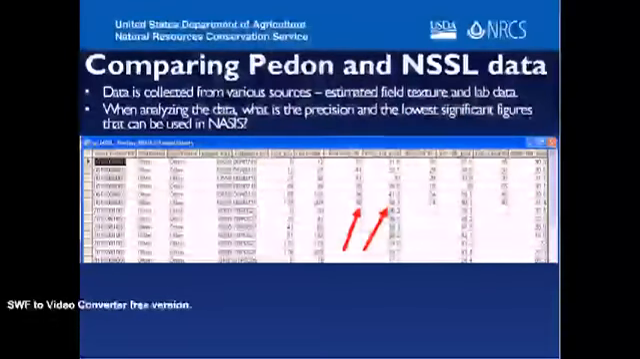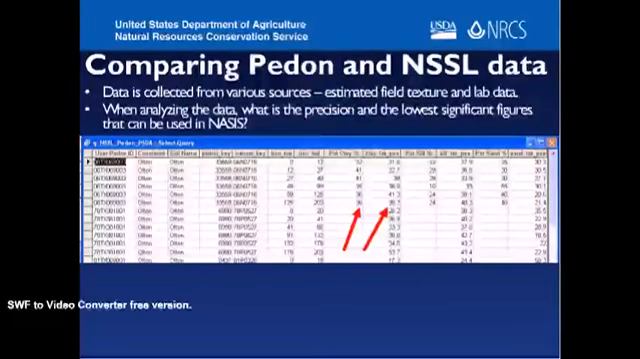So now, why is all this being explained to you? Well, the reason is that we collect data from various sources. We estimate it and we also analyze it. When you start looking at your data and analyzing all of this data that you've pulled together, you have to identify what the precision is. You have to identify the lowest significant figures that you're going to have in this raw data set, because that's going to control what values you populate into NASIS.